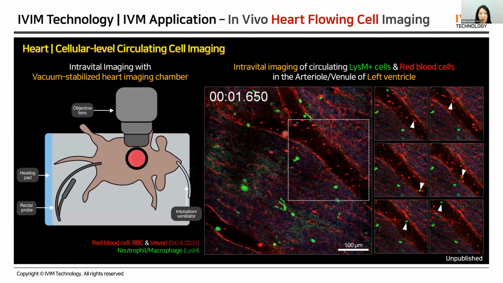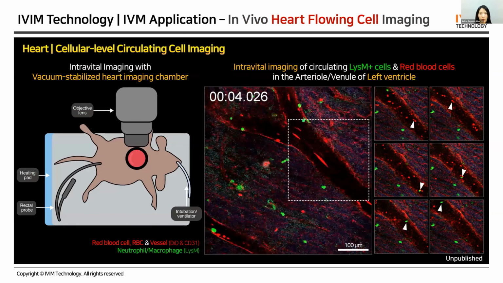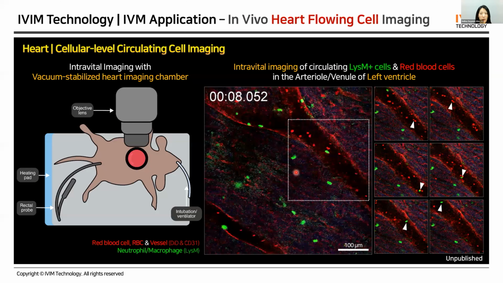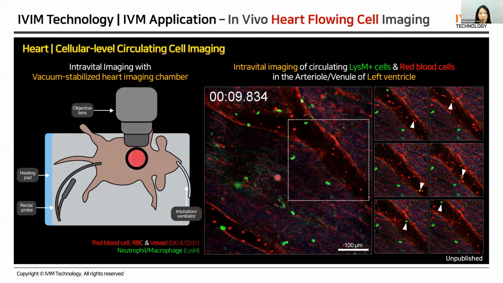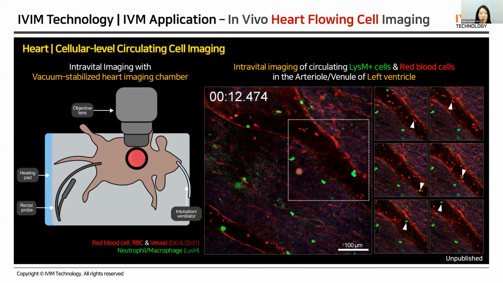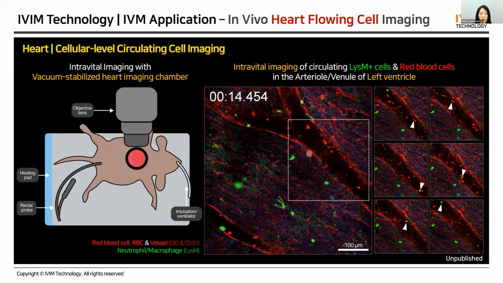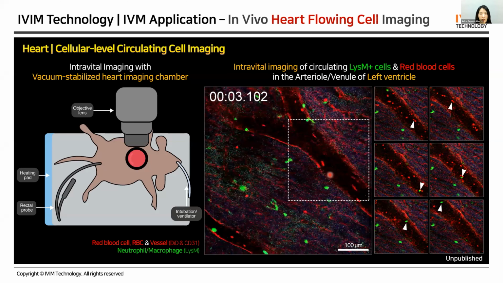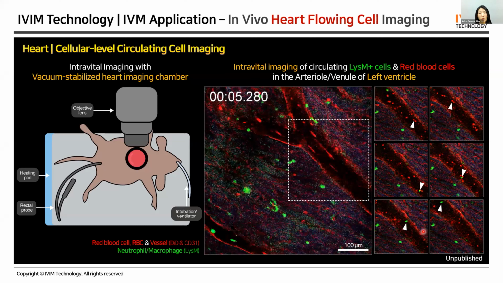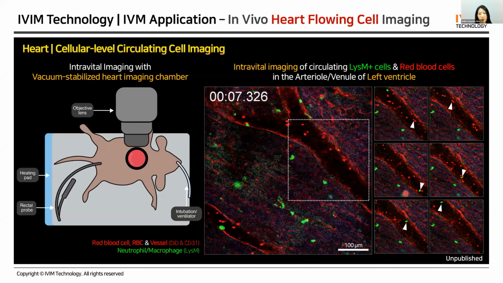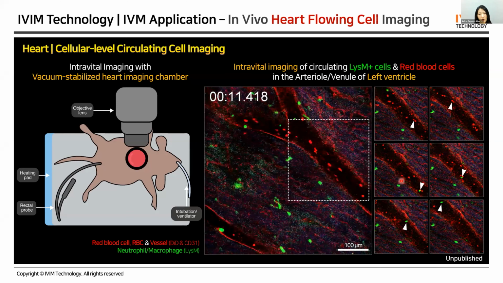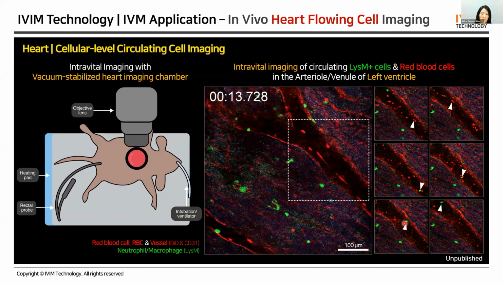Also, we can apply this principle to heart tissue imaging. This is the vacuum-based in vivo stabilized heart imaging chamber. With this system, we can acquire this kind of real-time video of the heart, visualizing RBC flow in the blood circulation in the heart. Finally, we can monitor and track the flow of individual single red blood cells and also leukocytes in the heart tissue in the live mouse model.